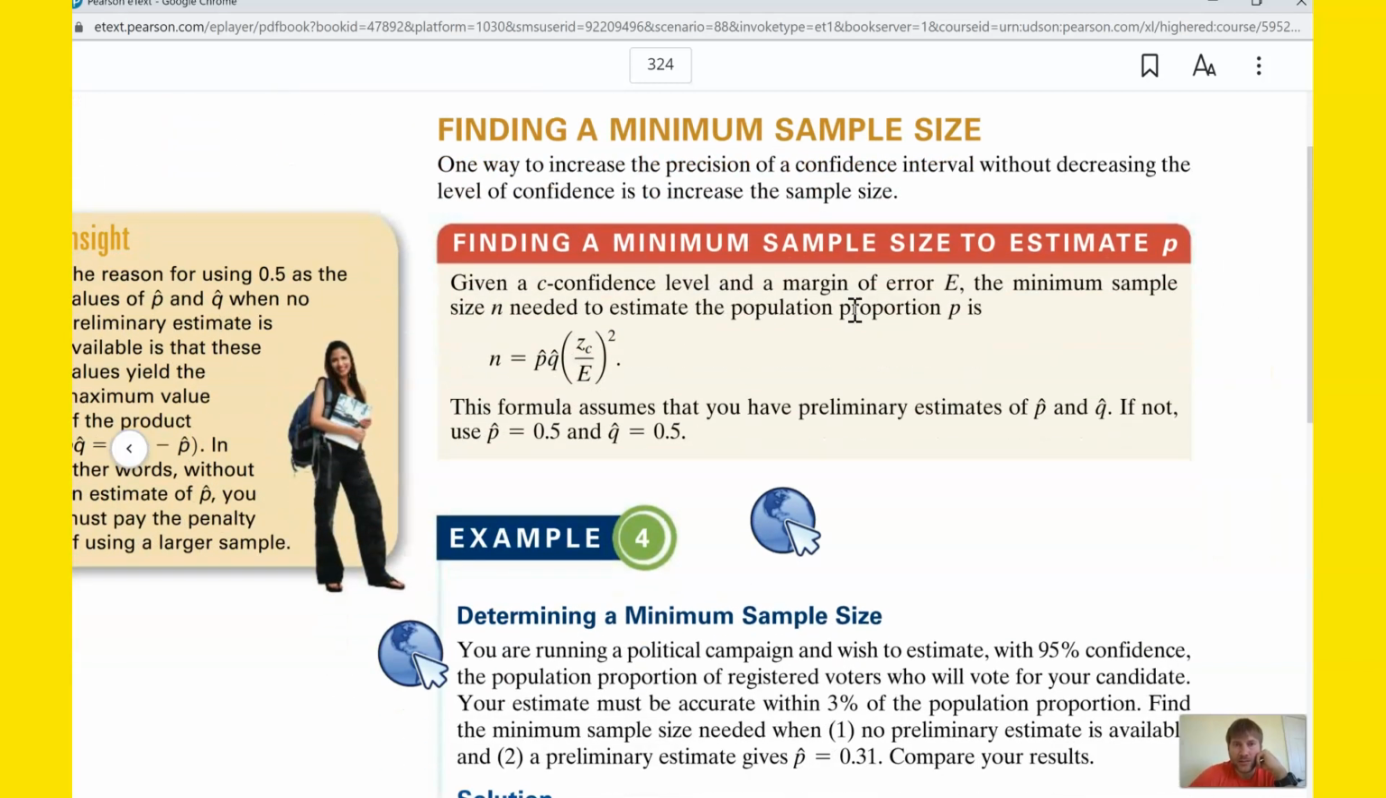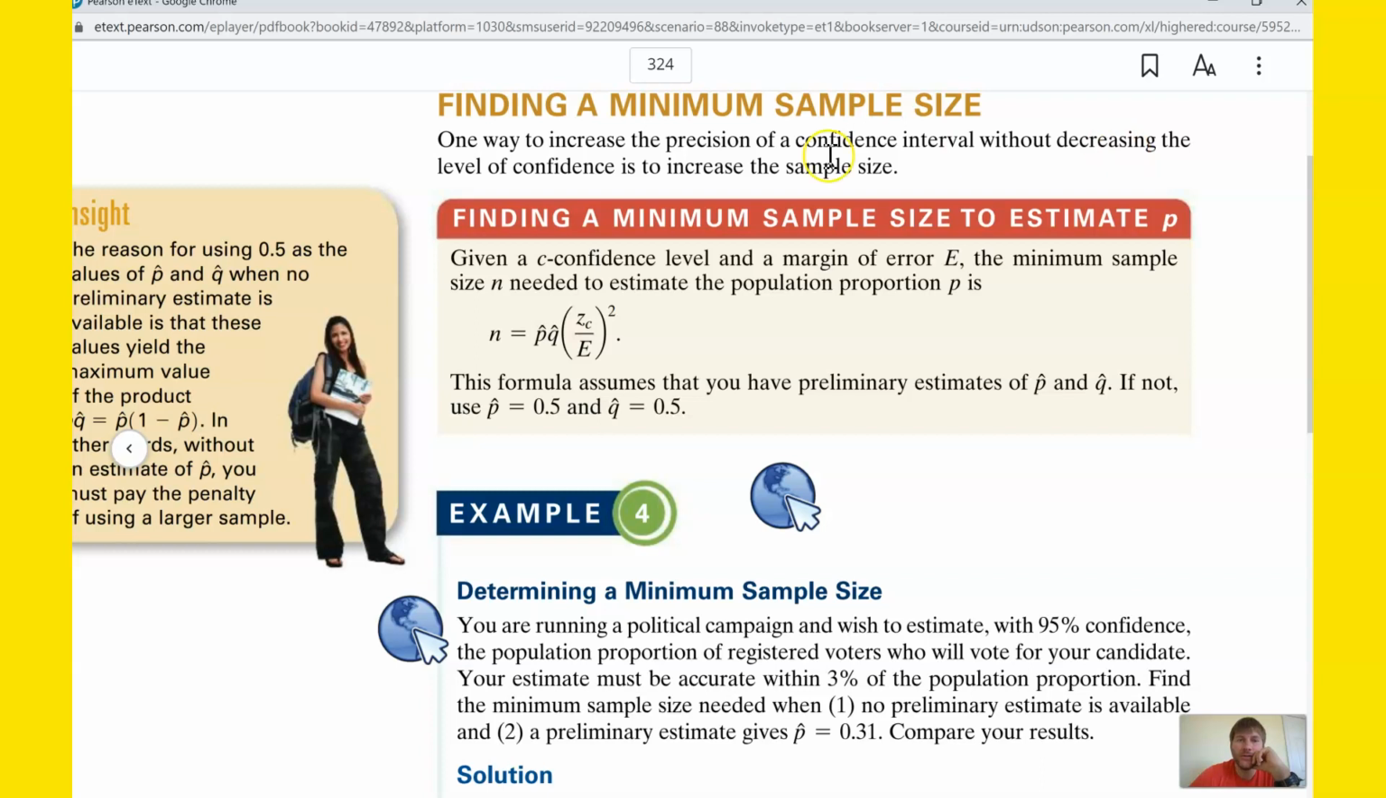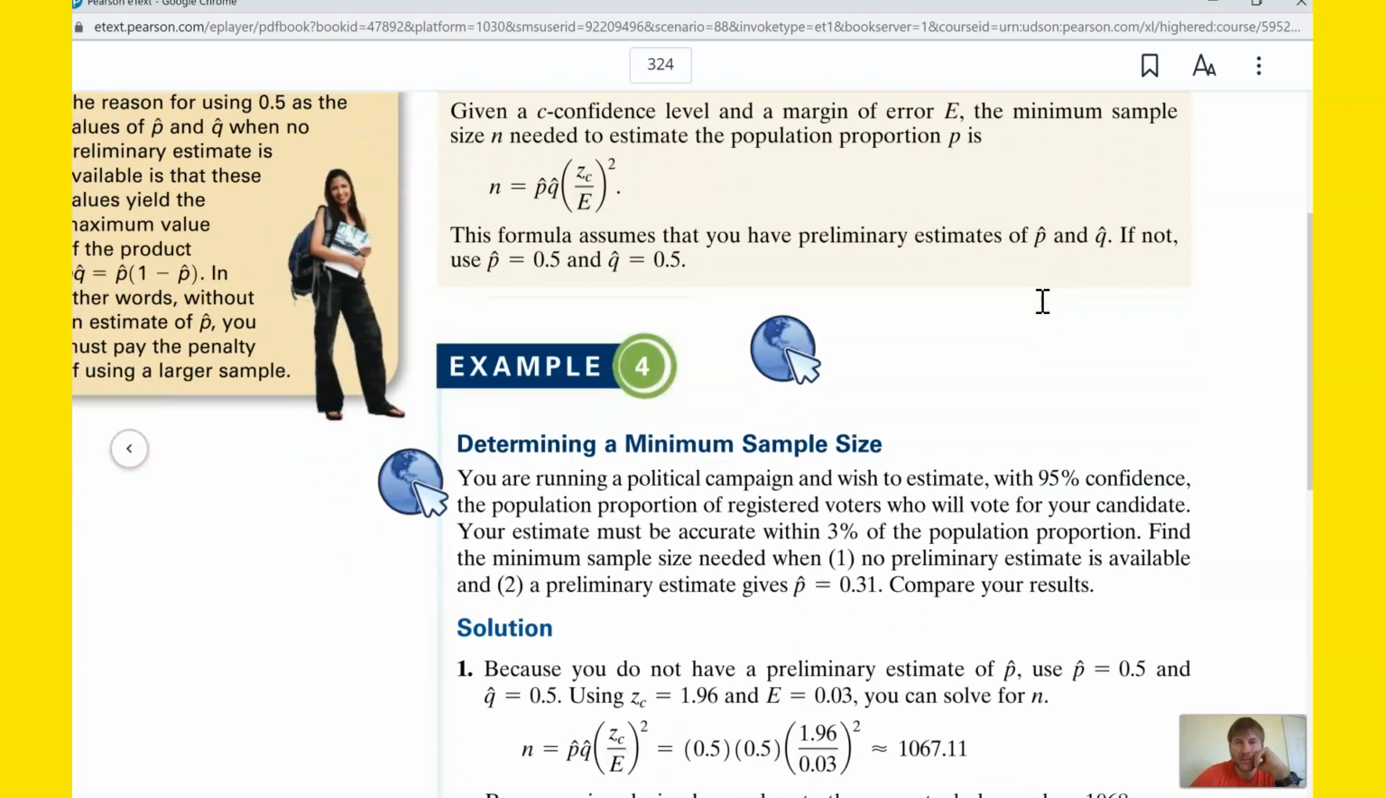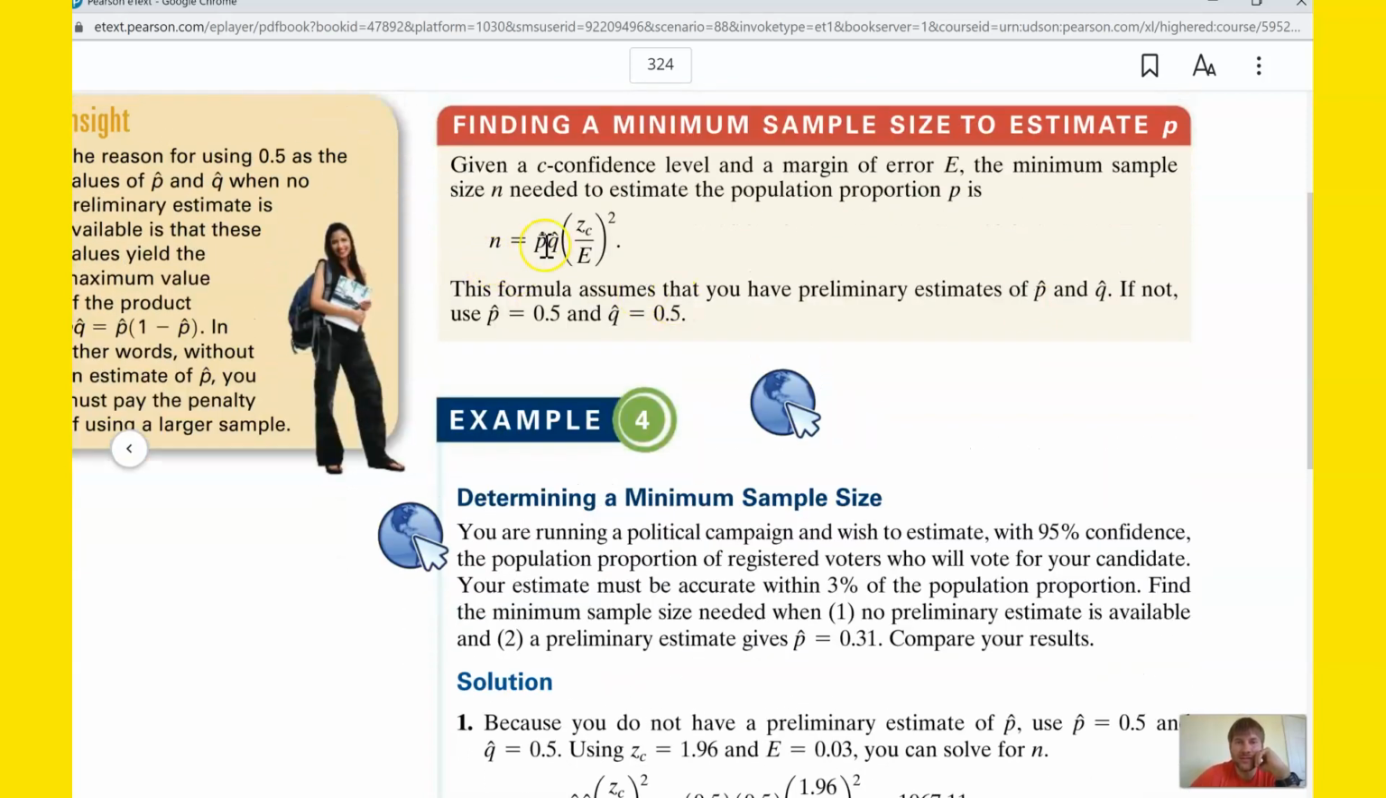Finding a minimum sample size. One way to increase the precision of a confidence interval without decreasing the level of confidence is to increase the sample size. Given a confidence level c and a margin of error E, the minimum sample size needed to estimate the population proportion p is this formula right here. This is just doing some algebra on the formulas we were given before to get n by itself. This formula assumes that you have preliminary estimates of p hat and q hat. If you don't have preliminary estimates, then you're going to have to just use 0.5 for both p hat and q hat. So 0.5 there and 0.5 there in your formula.